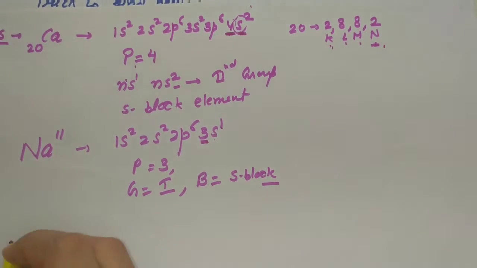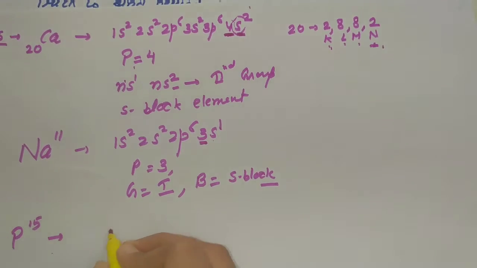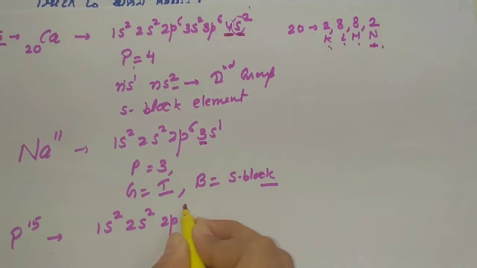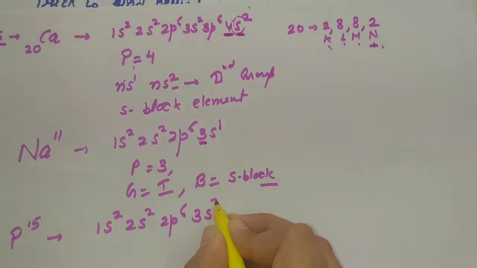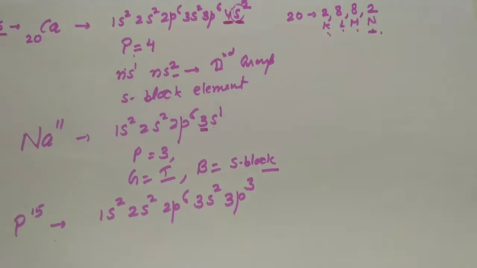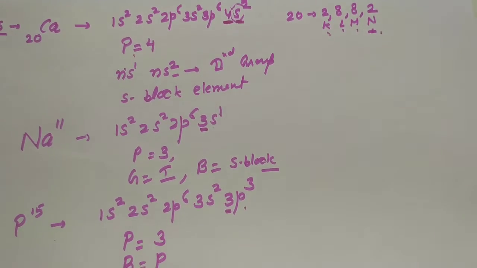For the P block element I take phosphorus. Phosphorus atomic number is 15. Write the electronic configuration: 1s2, 2s2, 2p6, 3s2 and 3p3. This is the electronic configuration of phosphorus. So period: the last electron enters which shell? Third. Block: P block element. And then group.